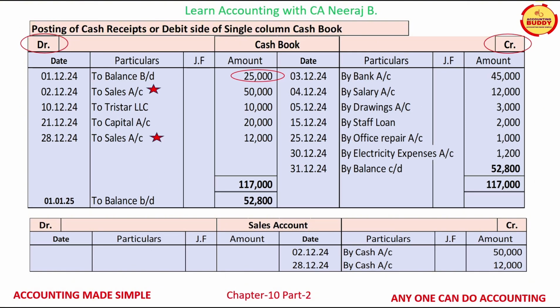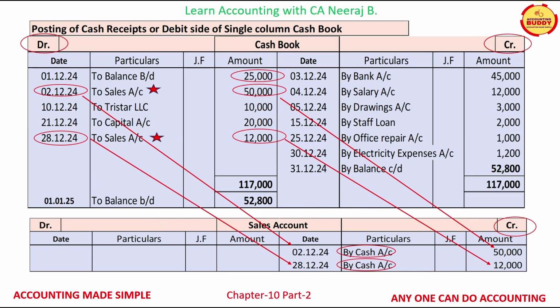In this illustration, the business did two sales transactions, one on 2nd December and another on 28th December for $50,000 and $12,000 respectively. Please note that the cash receipts or the debit side entry of the sales on 2nd December will be posted on the credit side of the sales account on 2nd of December for $50,000. Similarly, the cash sales of $12,000 will be posted on the credit side of the sales account on 28th December by writing the words "by cash account."